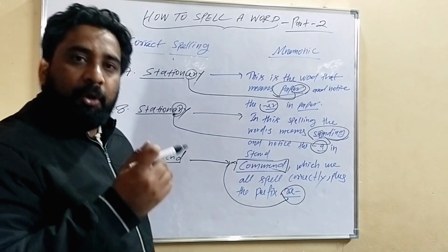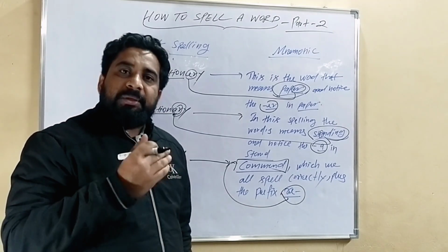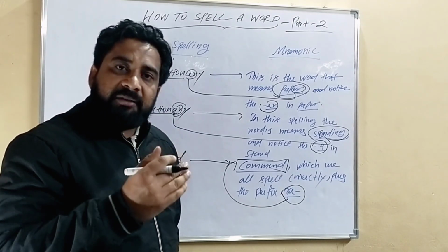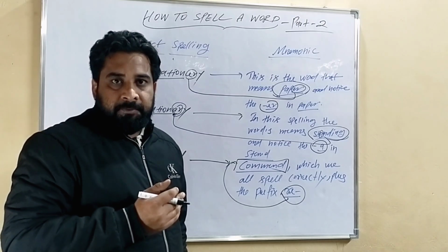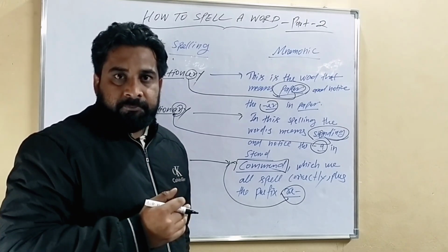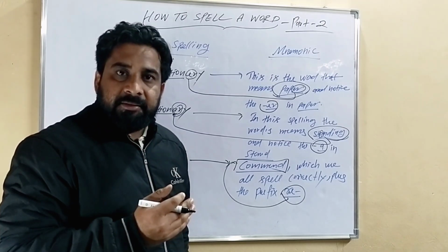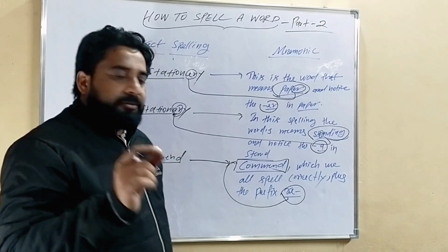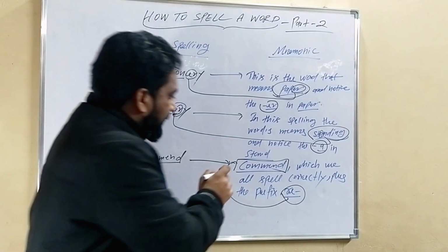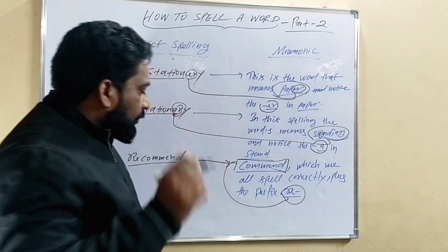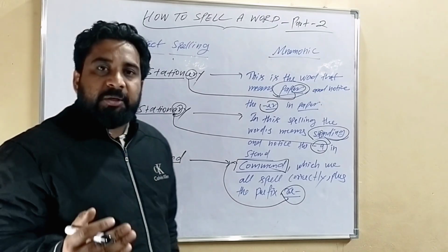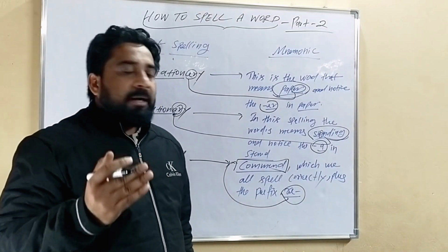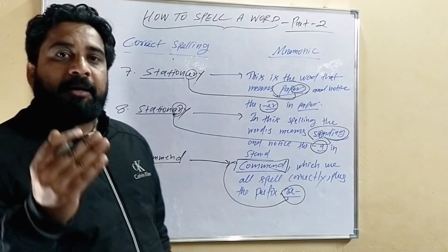The re is a common prefix in English. We add it to different words, like charge becomes recharge, view becomes review, cycle becomes recycle. So re is a prefix in English, so we added it to the word commend, that is known to all, that becomes recommend. So that is our part 1 of how to spell a word.